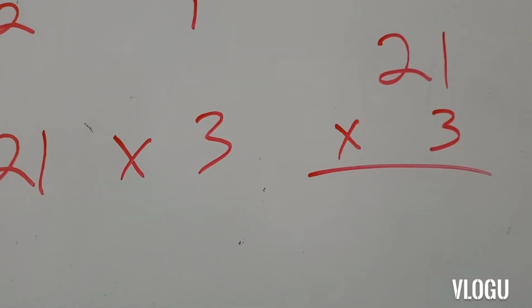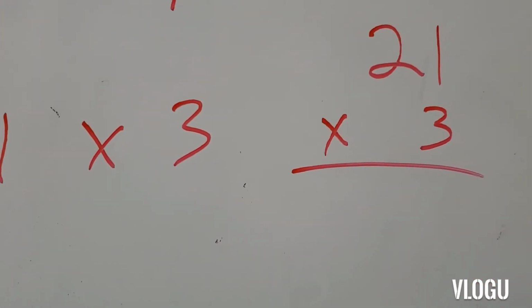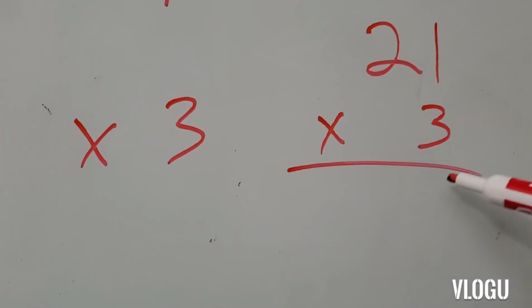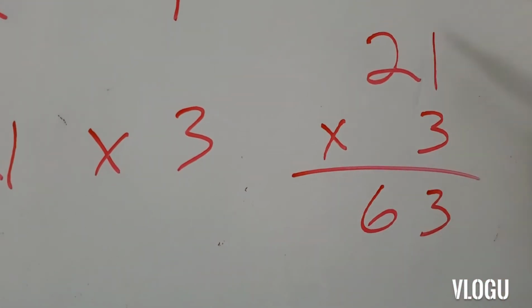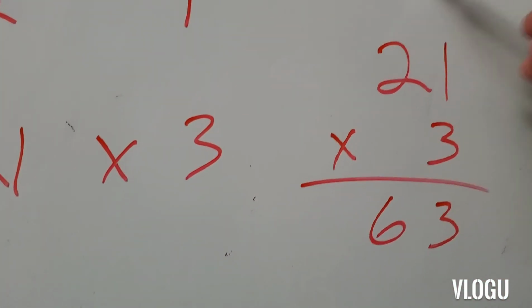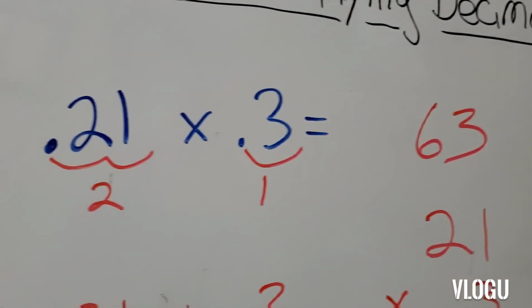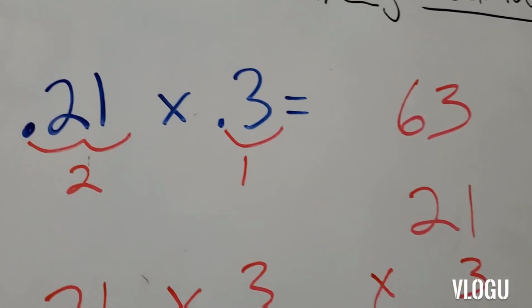So now I've got the problem of 21 times 3. This is pretty easy to do. It is just simple multiplication. 3 times 1 is 3. 3 times 2 is 6. So we have 63 as the answer. Except, wait.